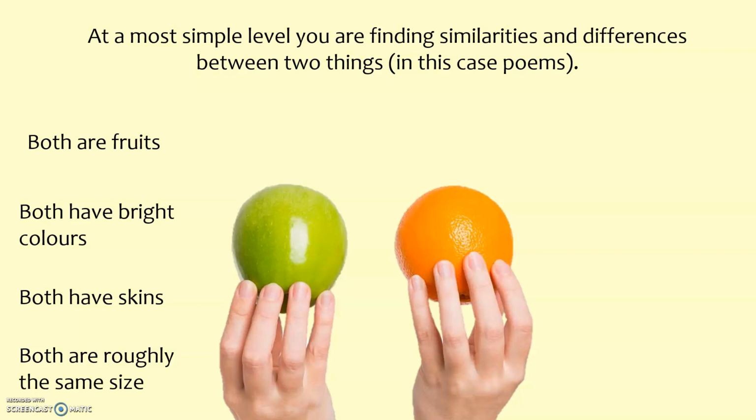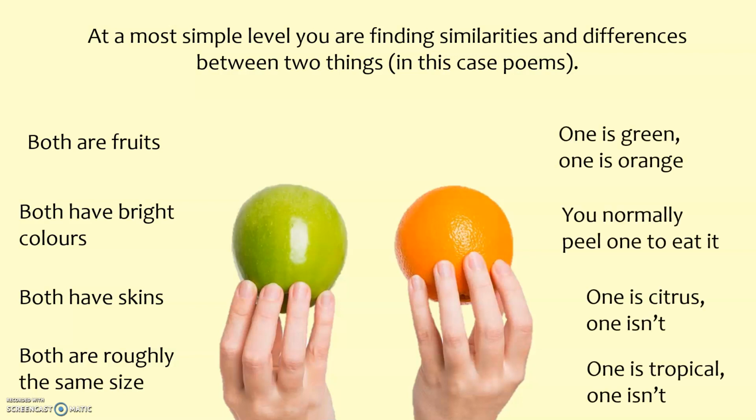Yet moving your comparison forwards a little bit, you could also say the following things as well. One is this, the other is this. So one is green, one is orange. You normally peel the orange to eat it. You don't normally peel the apple to eat it. One's citrus, one isn't. One's tropical, one isn't.